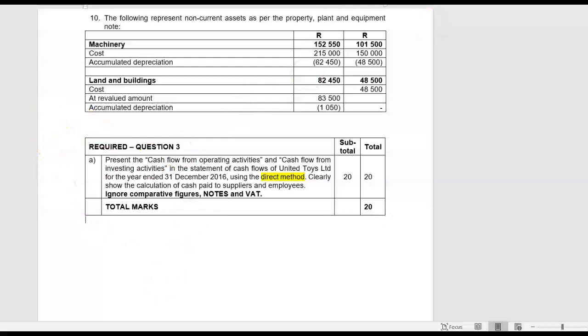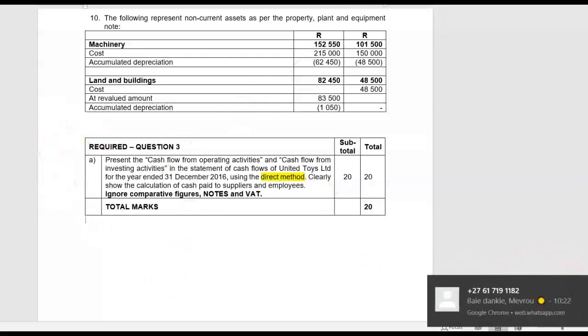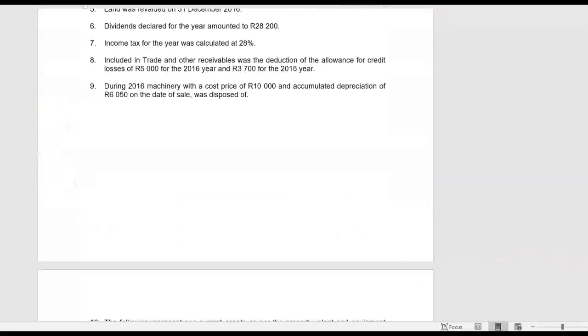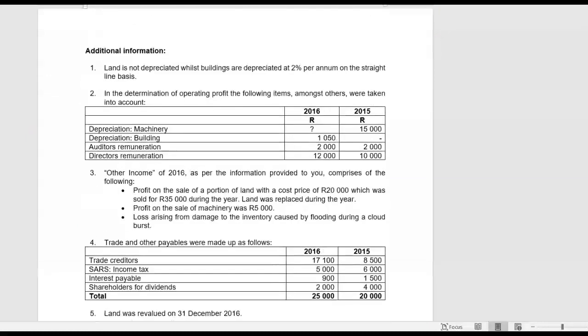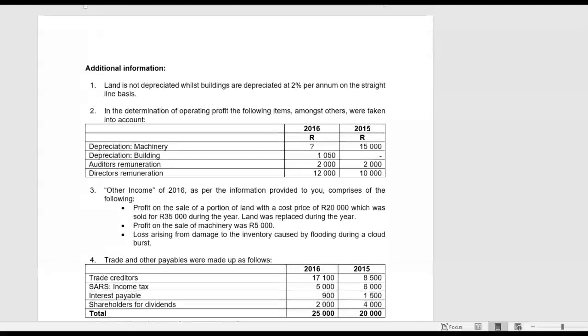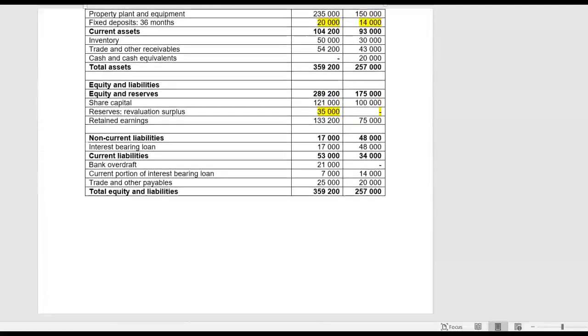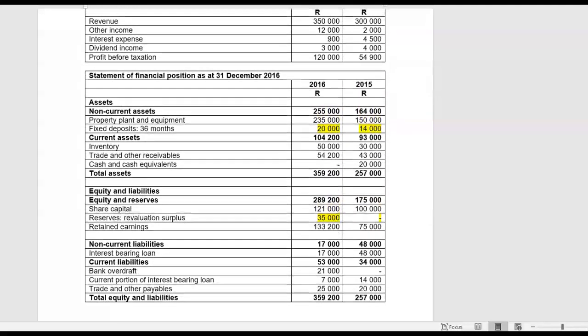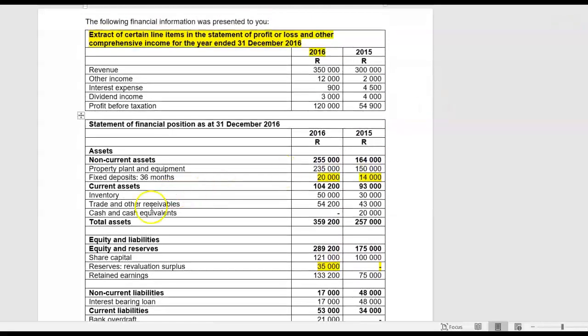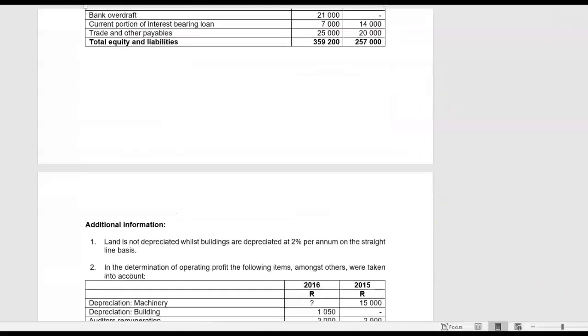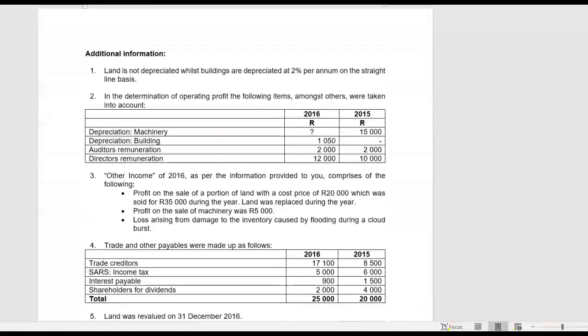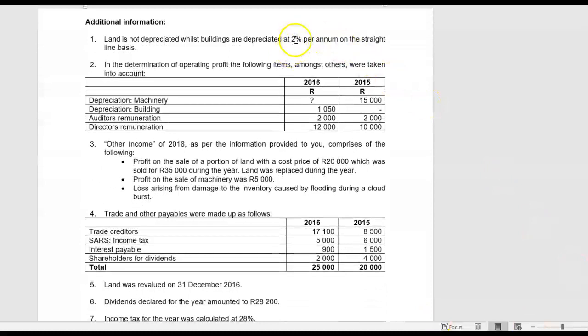Okay. So let's start then there with our PPE figures. We know that the direct method starts with cash received from customers, guys, but you know what? I love to start with PPE because it gives me so much information. So I'm going to start with PPE. PPE, they have the line item in the statement of financial position. Additional information. Land is not depreciated, but buildings are depreciated at 2% per annum on the straight line basis.